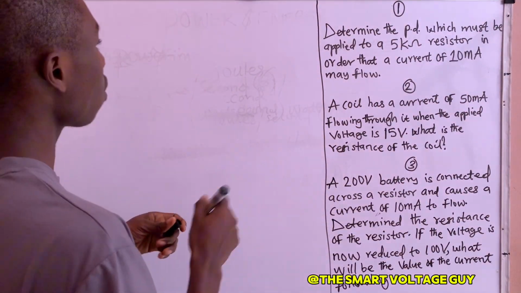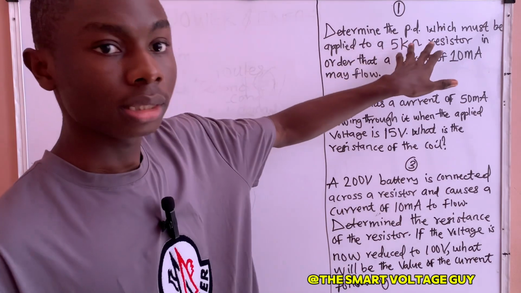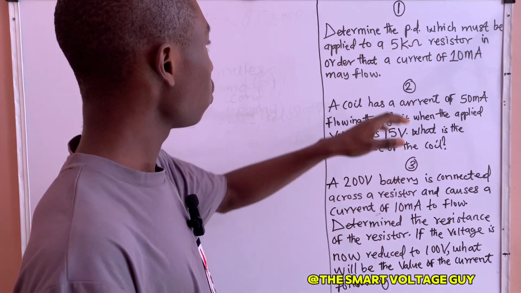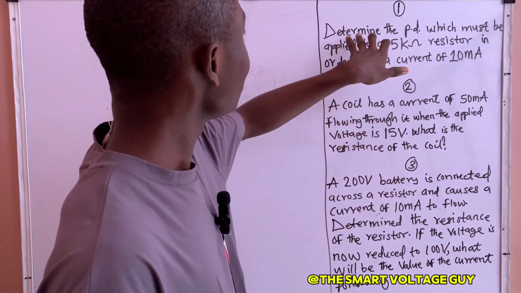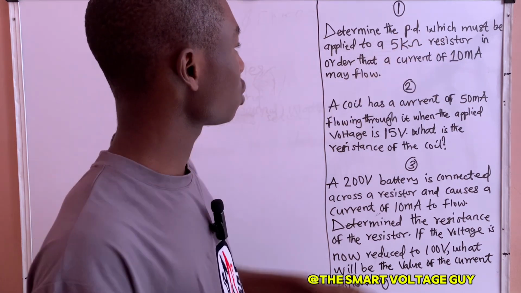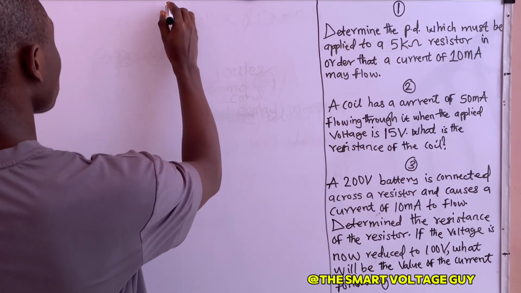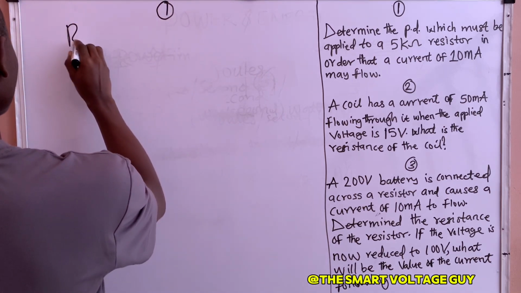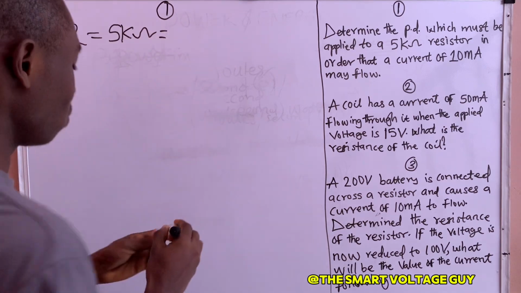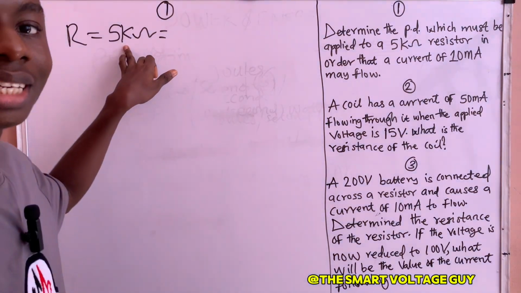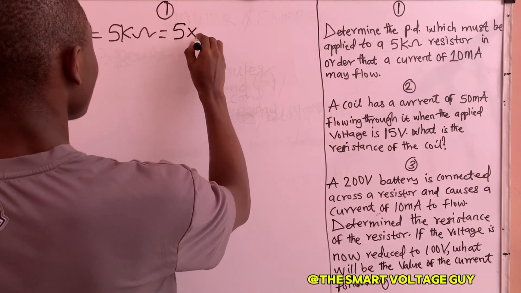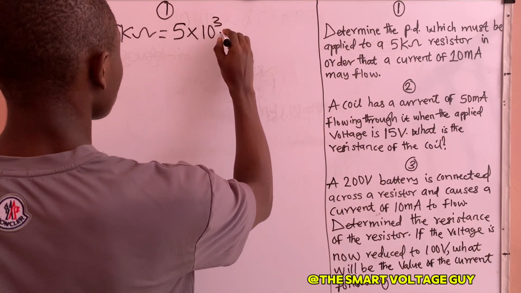So first of all, you must bring down the given values, the parameters that are given. From here, we have: determine the potential difference which must be applied to a 5 kilo ohms resistor. We know that from question 1, R is equal to 5 kilo ohms. But we know that 5 kilo is 10 raised to the power of 3. So it will be 5 times 10 raised to the power of 3 ohms.